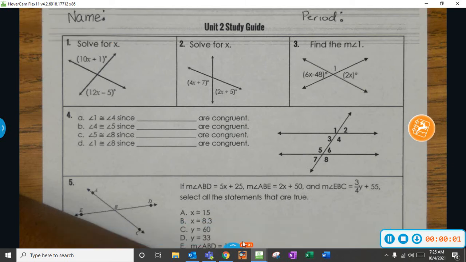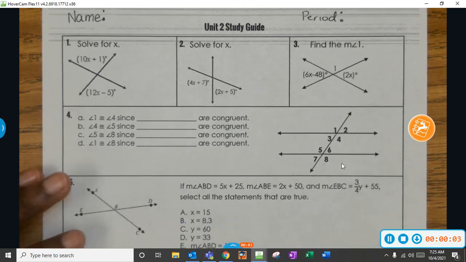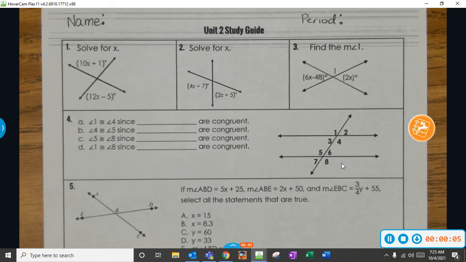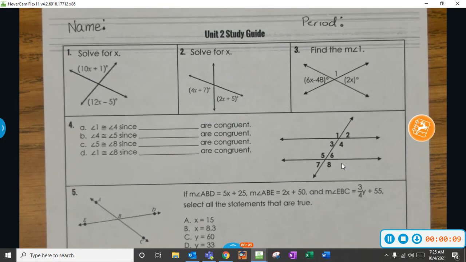I'm going to record a video for the Unit 2 study guide. We have our Unit 2 test on Wednesday, Thursday. A days is Wednesday, B days is Thursday. So I just want to go through the study guide.